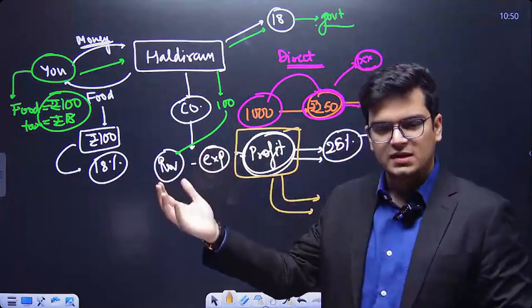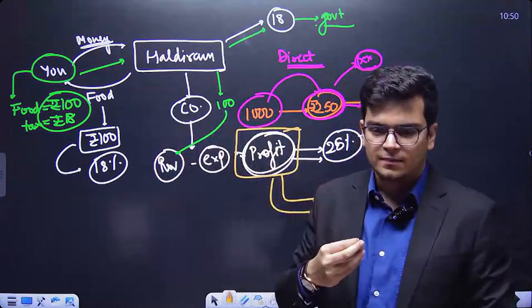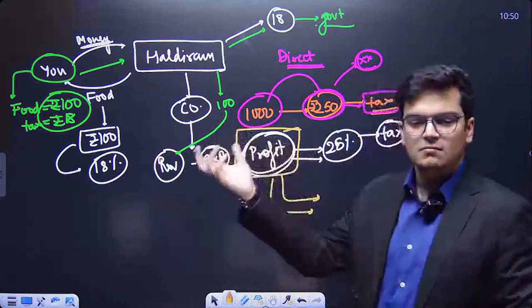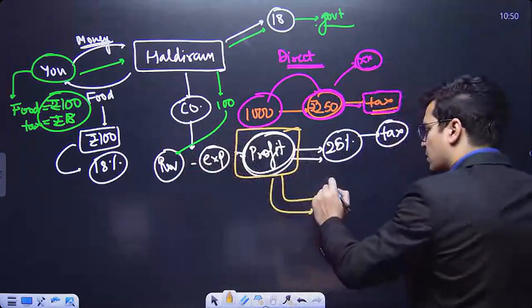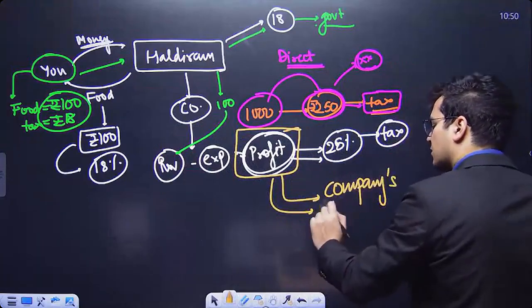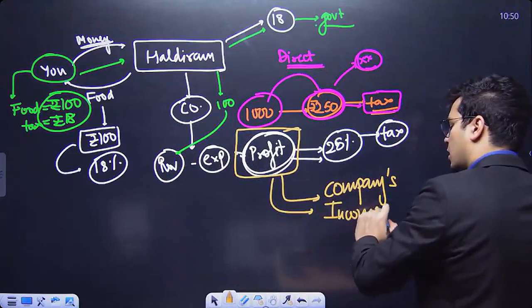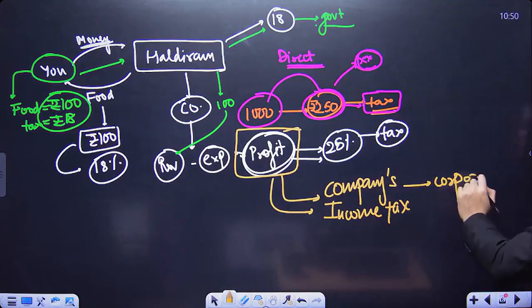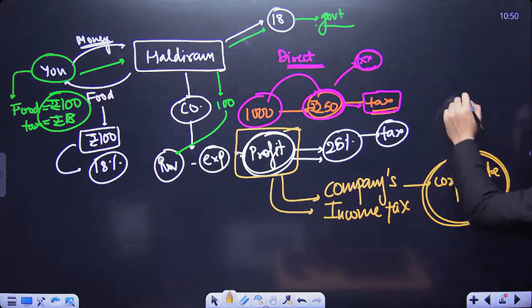कंपनी ने बिजनेस किया, therefore company earned profit. Now this profit is the company's income. On this profit, the company will pay income tax. So we will call it company's income tax, or simply corporate tax. So the company will pay corporate tax in this case.